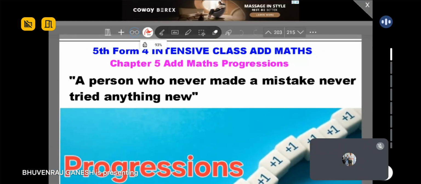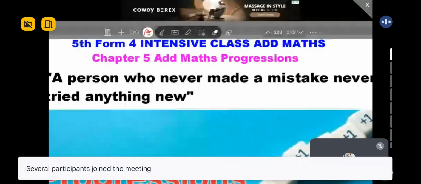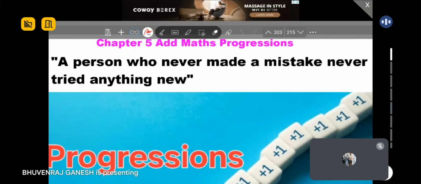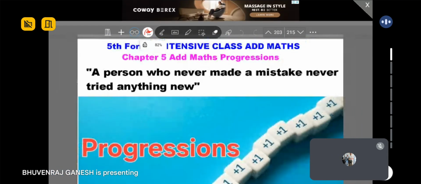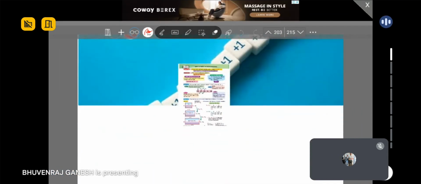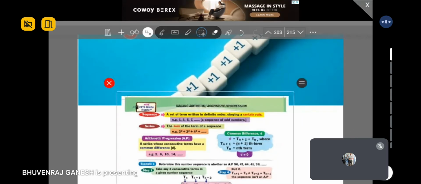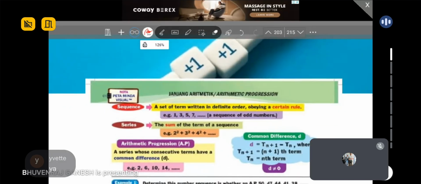Betul kan guys? Orang yang tak pernah buat silap, tak pernah belajar apa-apa benda baru. Saya tak tahu mana data yang perlu kasih masuk. Oh, maksudnya kamu tak faham formula lah. Okay, you don't understand the formula. Okay, if you understand the formula, then you will understand what is the data you must put inside.